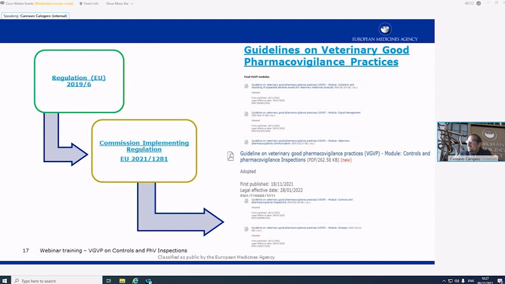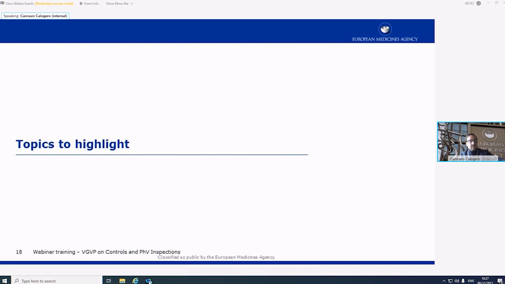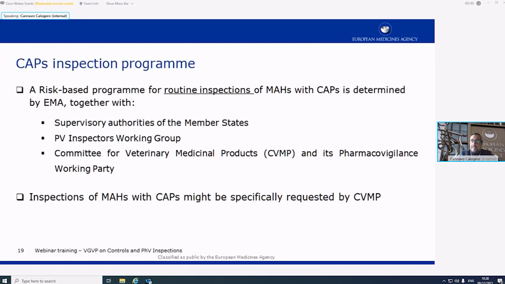Okay. And here, what we can see from this slide, again, is the commission implementing regulation and the guidelines that have been developed and published recently. And here you have all the links connected to each regulation. Next slide please. I would like to highlight some points that I think are useful for you to know regarding, for instance, the CAP inspection program, because it is a risk-based program. I want to highlight the difference between the CAP inspection program and the national inspection program.